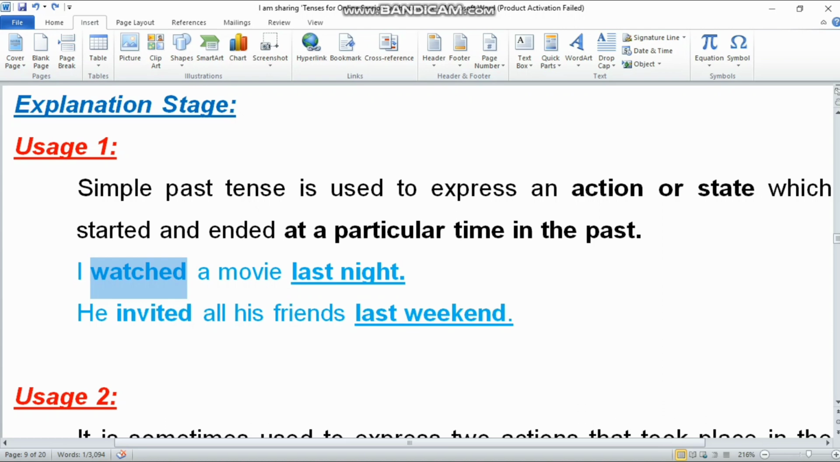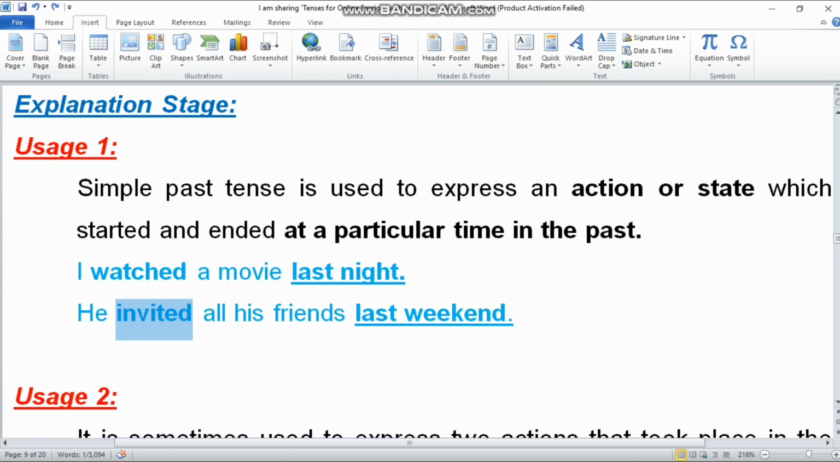Another example is, he invited all his friends last weekend. Till the present day, before the present time, the entire time of someone's life is part of the past. So in the entire past, last weekend was an exact time. At that particular time, there was an activity, which was inviting all his friends. So this activity took place last weekend. We express this kind of activity using simple past tense.